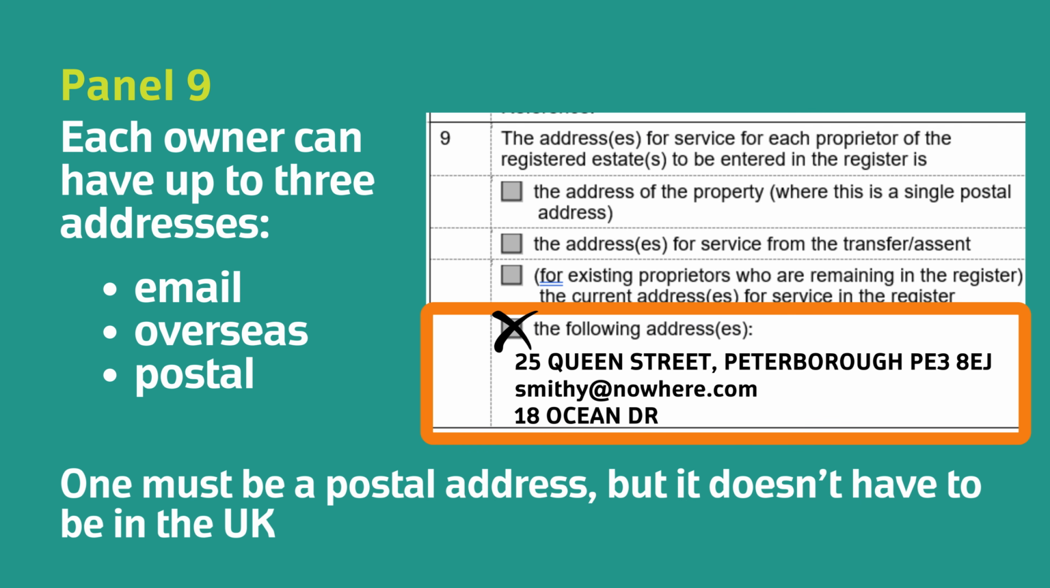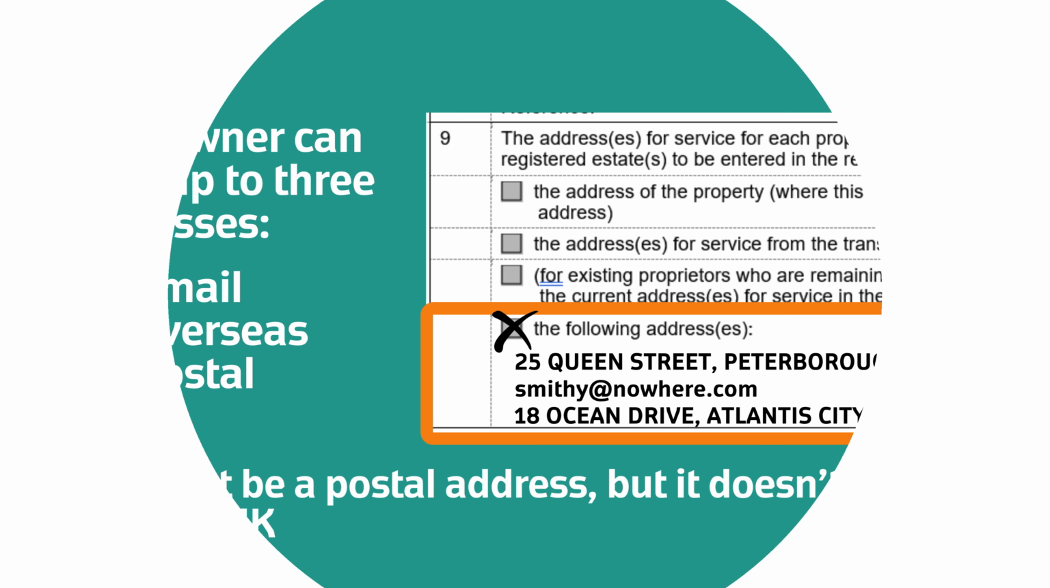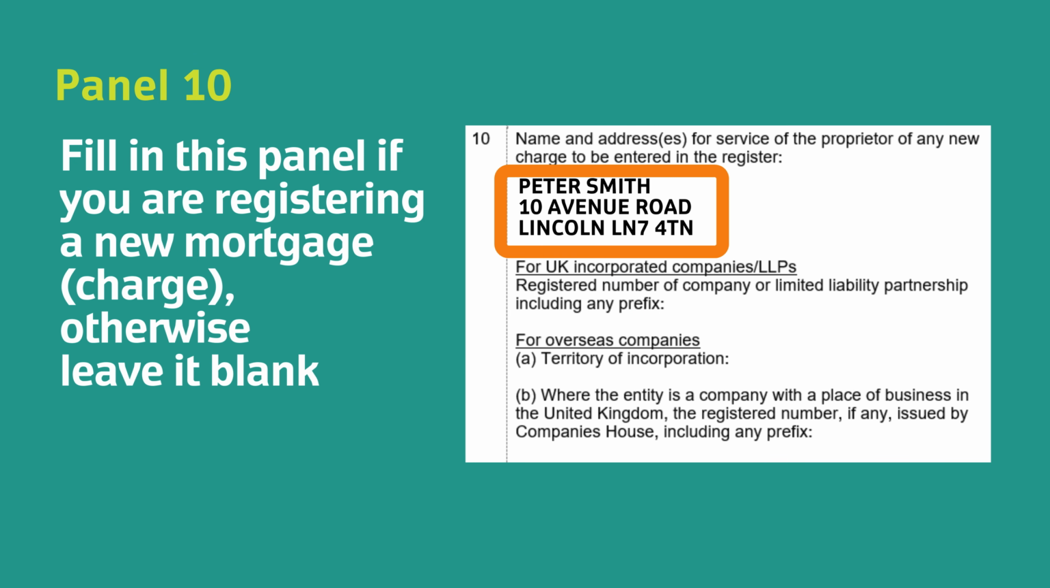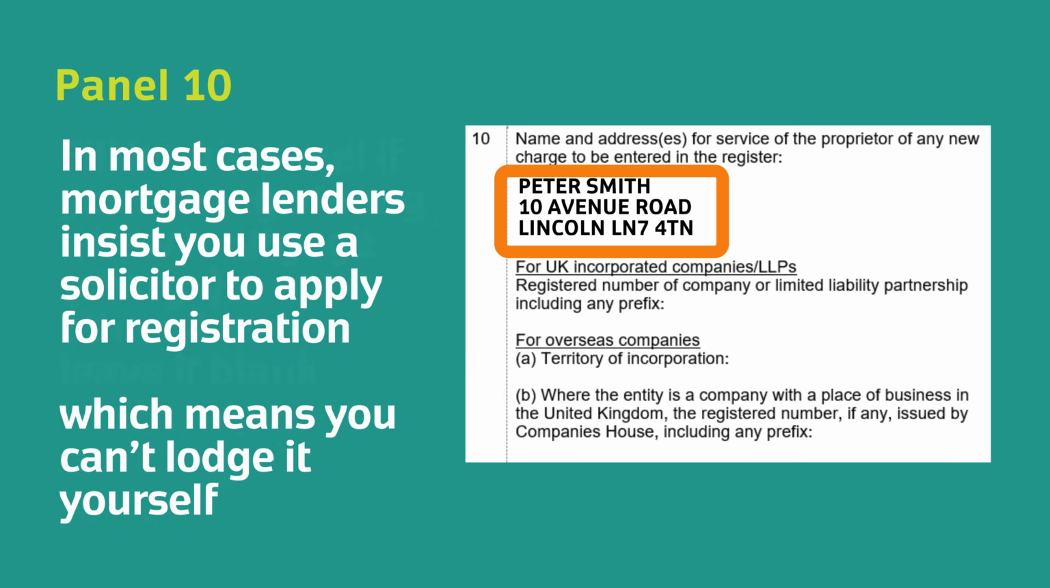Each owner can have up to 3 addresses, one of which must be a postal address, but not necessarily in the UK. The others can be any combination of postal or email addresses. Make it very clear whose address is whose. You don't need to fill in panel 10 unless you are registering a new mortgage. If that's the case, most mortgage lenders will insist you use a solicitor to apply for registration.